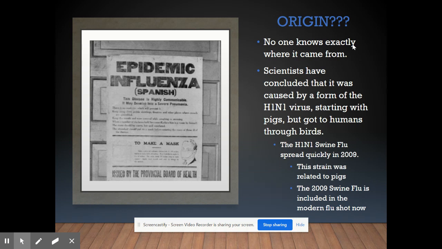So in 2009, we had an H1N1 swine flu that spread quickly. And we now have the H1N1 swine flu in the flu shot every year.